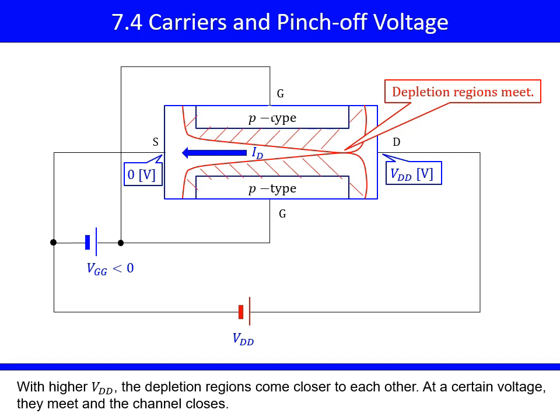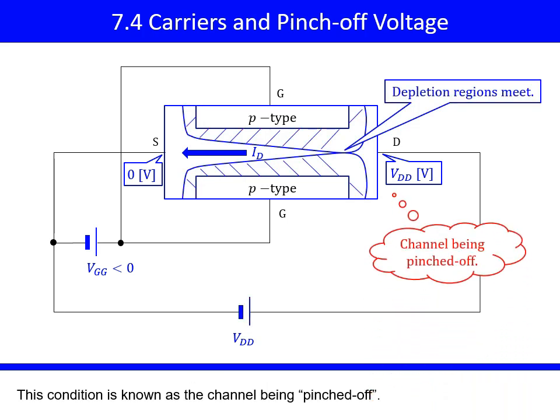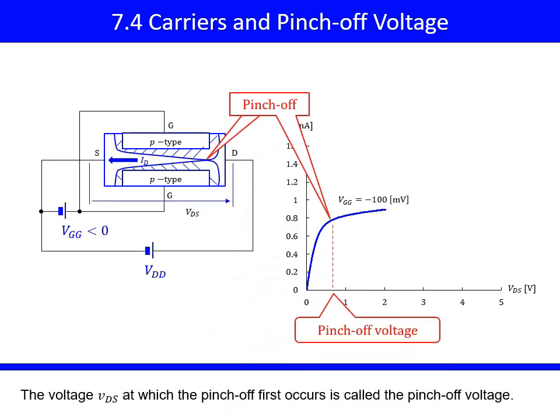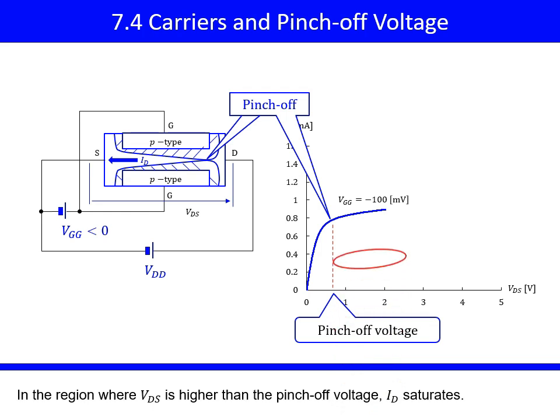With higher VDD, the depletion regions come closer to each other. At a certain voltage, they meet, and the channel closes. This condition is known as the channel being pinched off. If VDD is further increased, the area where the depletion regions meet widens. The voltage VDS at which the pinch-off first occurs is called the pinch-off voltage. In the region where VDS is higher than the pinch-off voltage, ID saturates.